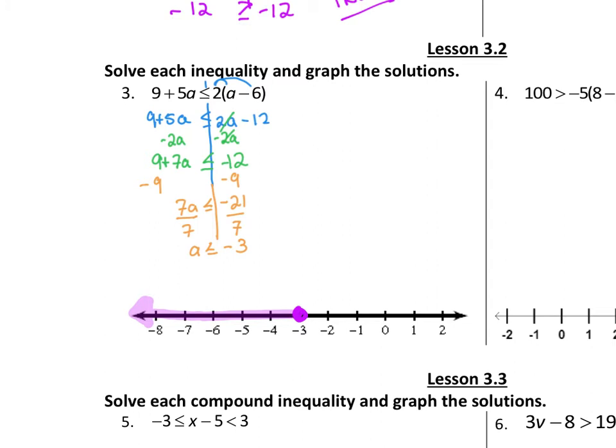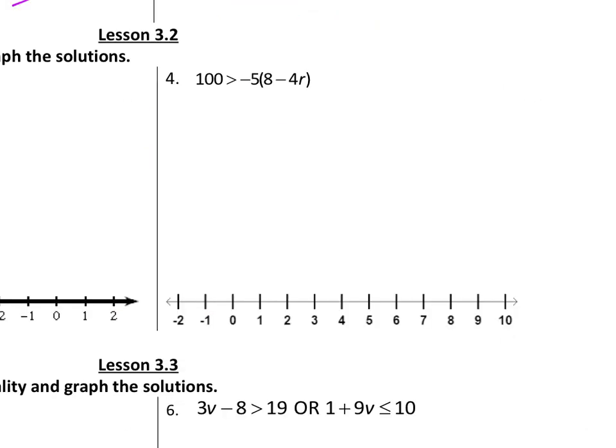Number 3 was a hefty problem, but it had almost every type of possibility in it. So I would imagine the one on the test, you're going to start out a little bit easier, not something this difficult. Number 4 is very similar to the one we just did. I'm going to draw my line down there. I'm going to distribute that negative 5. So I've got 100 still. On that side, I've got negative 40. Plus 2 negatives will make that positive 20r.